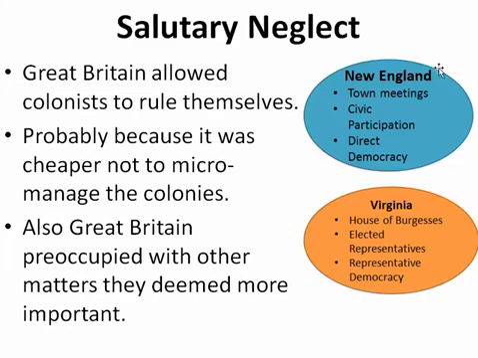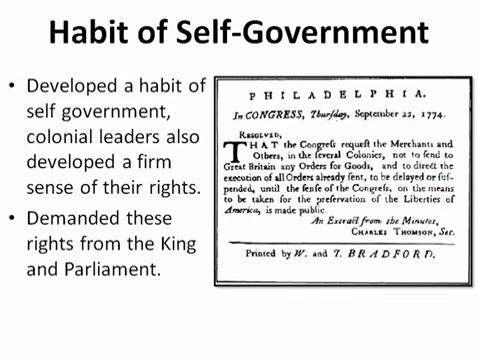So the colonists are going to develop types of government, and we saw that in New England they're going to have town meetings, where the people vote on those laws. We've talked about this before, and that was an example of direct democracy. And then in Virginia, in the southern colonies, we had a House of Burgesses, this representative form of government, this republican government. And so the people were used to governing themselves. So the people acquired a habit of self-government.